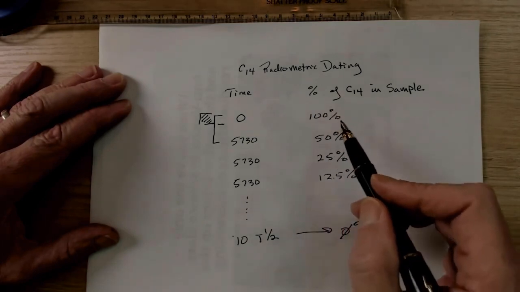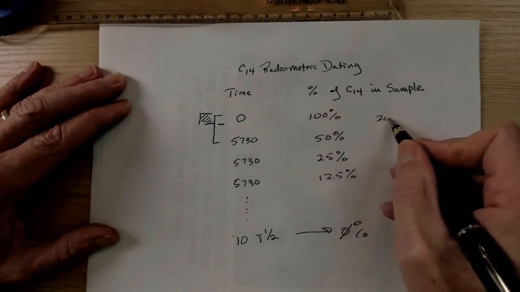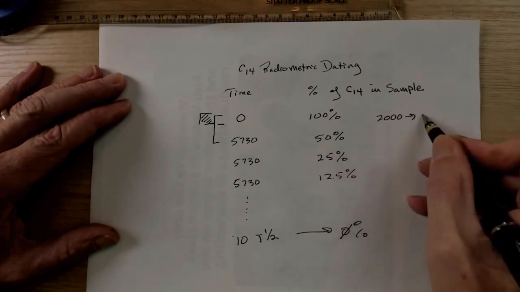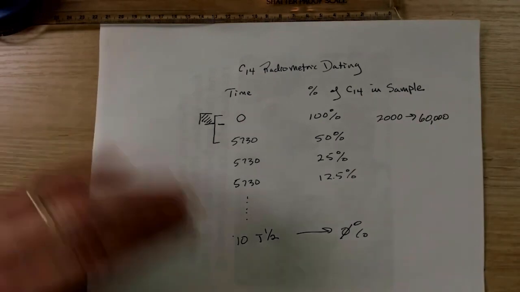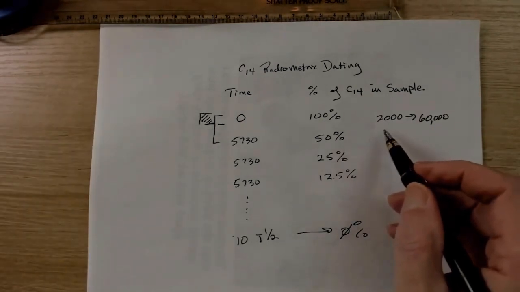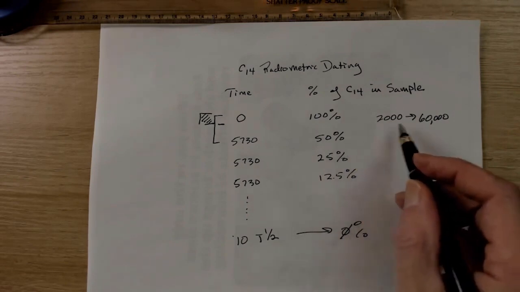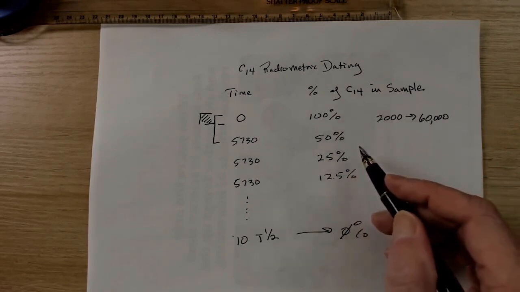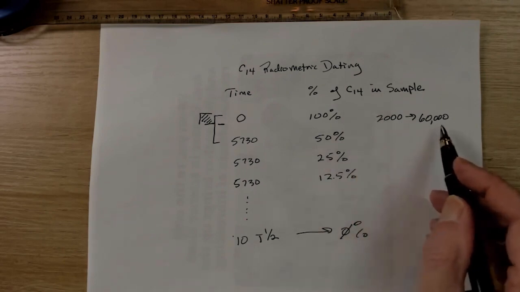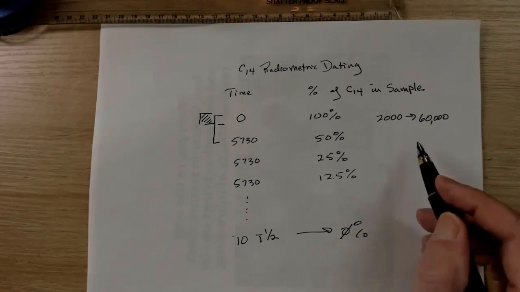So carbon 14 dating is good from probably 2,000 years to about 60,000 years. If our sample is younger than 2,000 years, carbon 14 is not the tool to use. If the sample does not have carbon in it, carbon 14 dating won't help us very much. And if the sample is older than about 60,000 years, again, we need another technique.